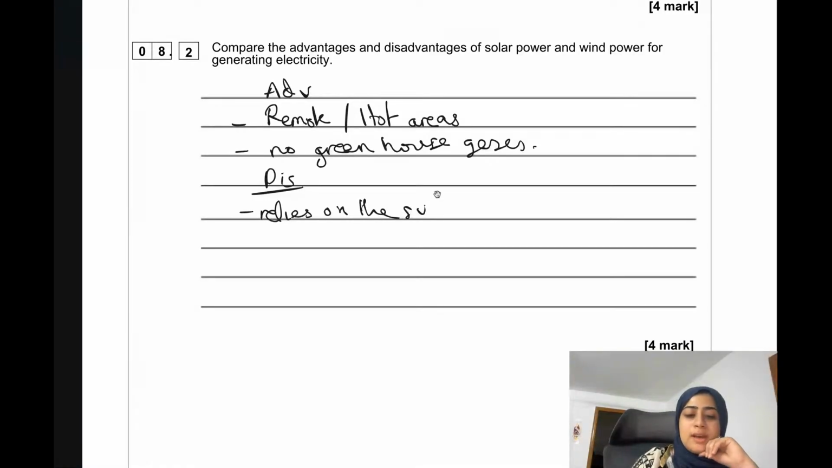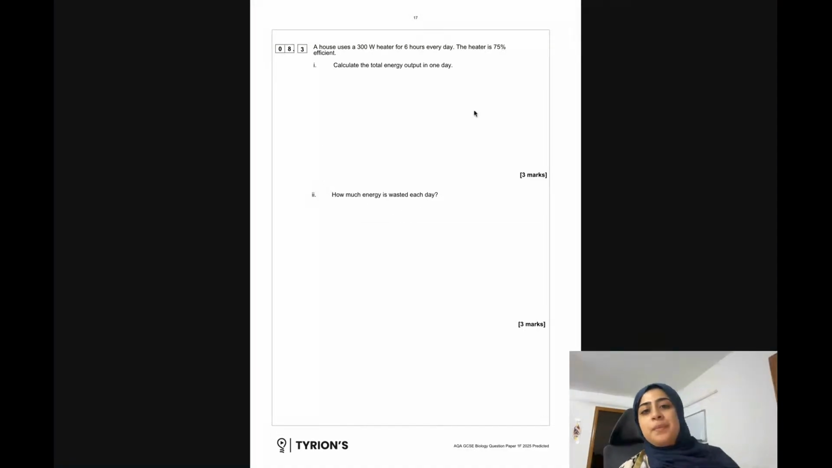Okay. And same kind of thing for wind as well. So wind is renewable. It doesn't produce greenhouse gases. However, wind power is incredibly noisy in areas. It can look ugly as well. And it's very much dependent on wind that day. So it doesn't work all the time.